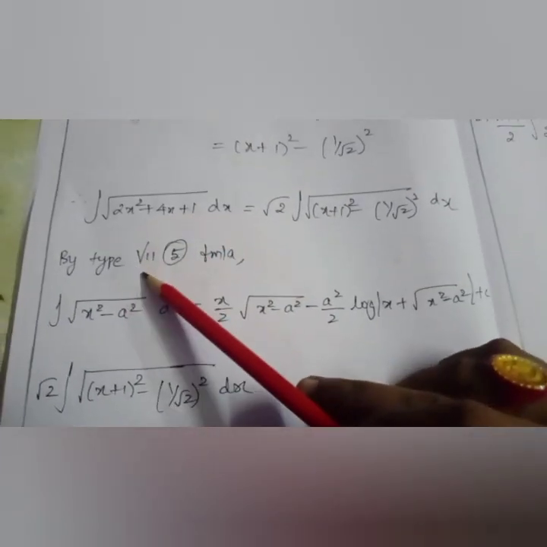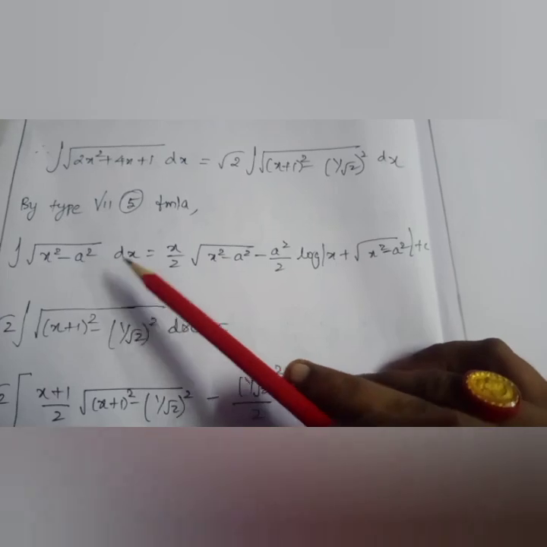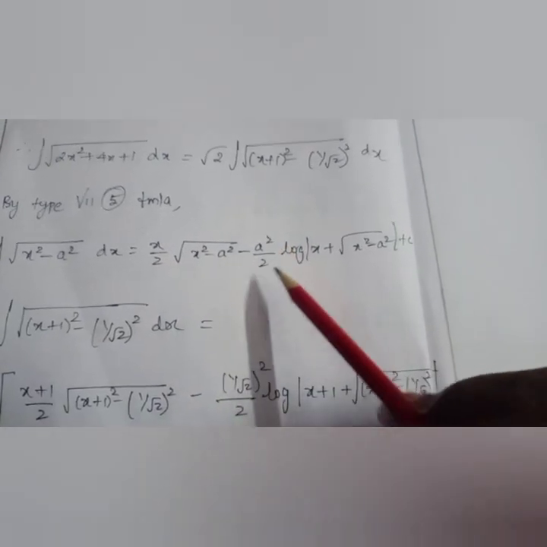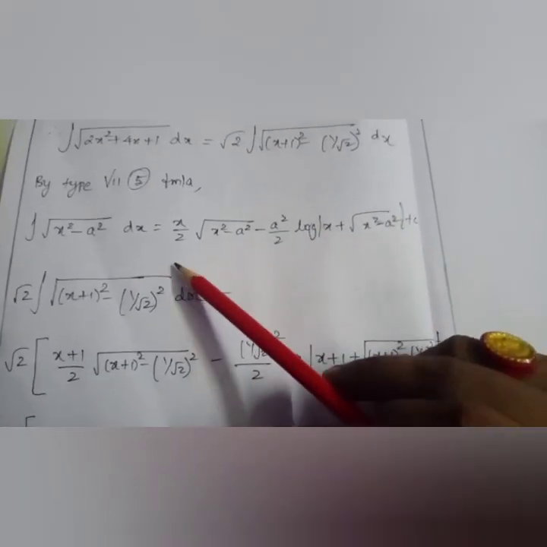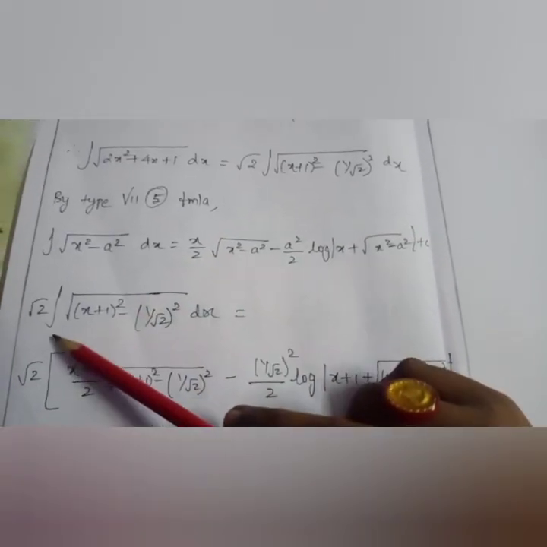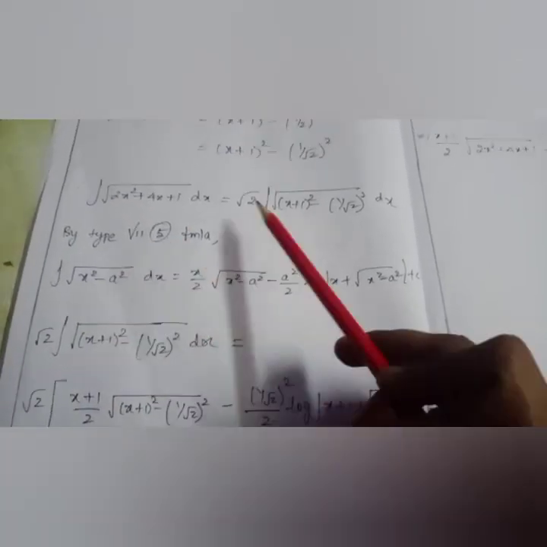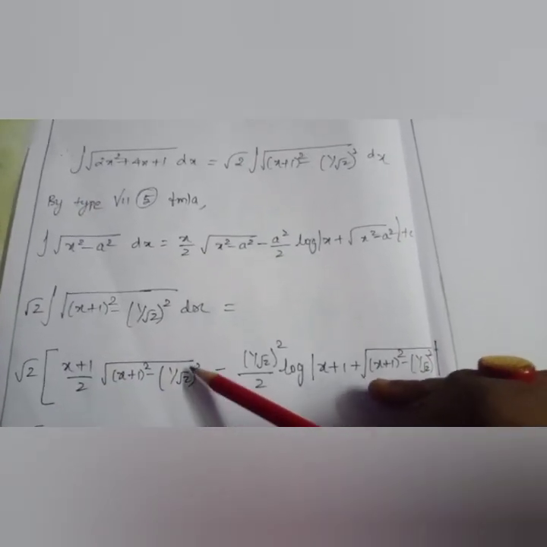Now by type 7, fifth formula, that is integral root of x square minus a square dx is equal to x by 2 root of x square minus a square minus a square by 2 log of x plus root of x square minus a square. I will rewrite my question here. I am having a root 2 outside, so I will write it as it is. And what is my x here? x plus 1. So x plus 1 by 2, root of x plus 1 the whole square minus 1 by 2 the whole square.